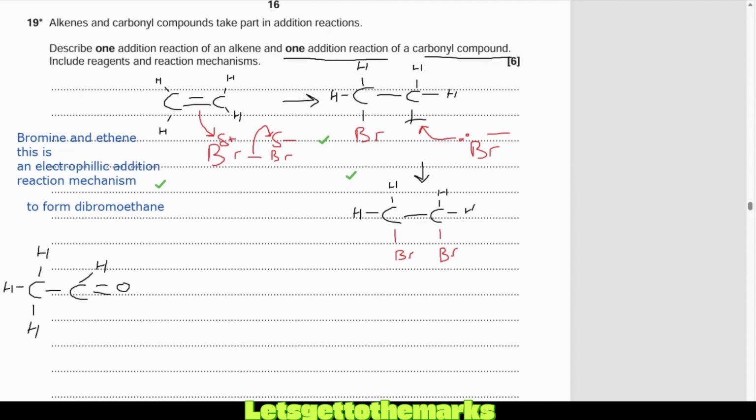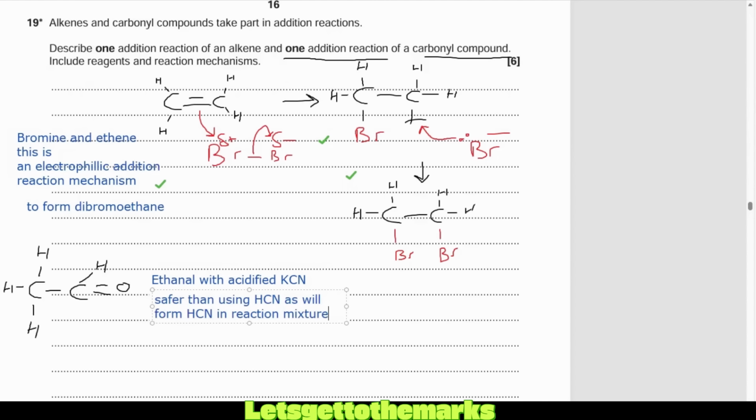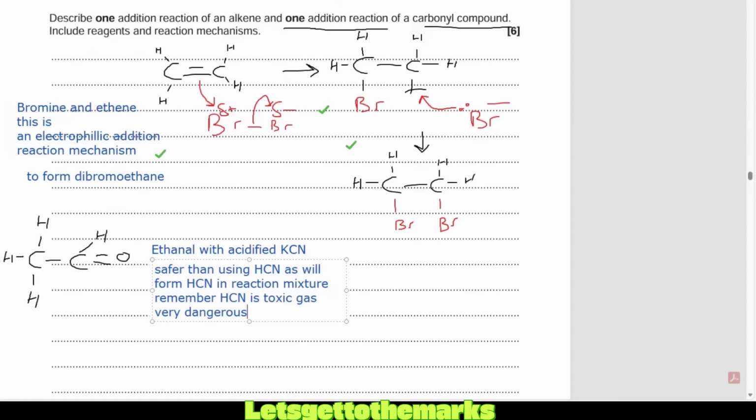So I've gone easy. I could have gone with methanal, but I've gone with ethanal. So C2H4O. And we're going to use acidified KCN. Now, noticed earlier, sometimes we use ethanolic KCN. Ethanolic KCN is when you want to add a nitrile, you want to do substitution with a haloalkane. That's when you use ethanolic, because you're trying to avoid forming an alcohol.